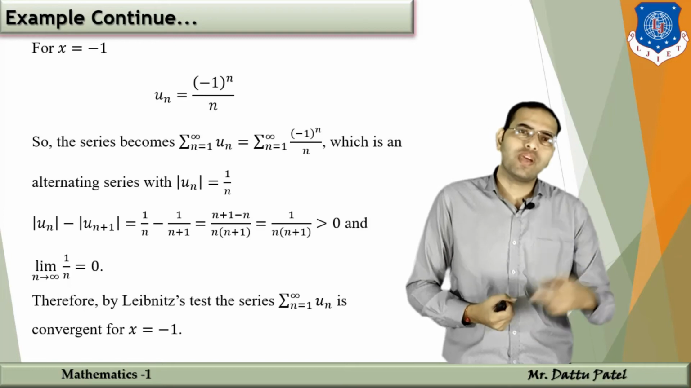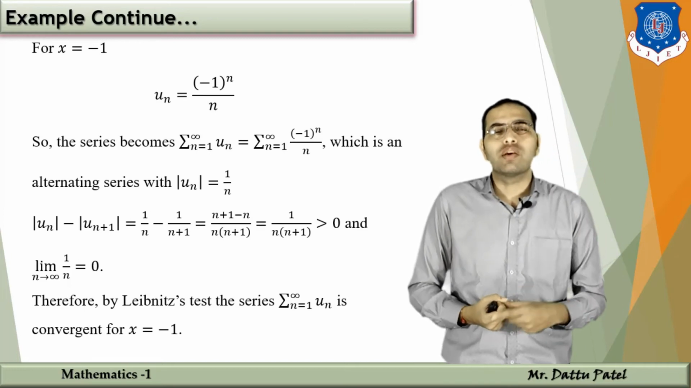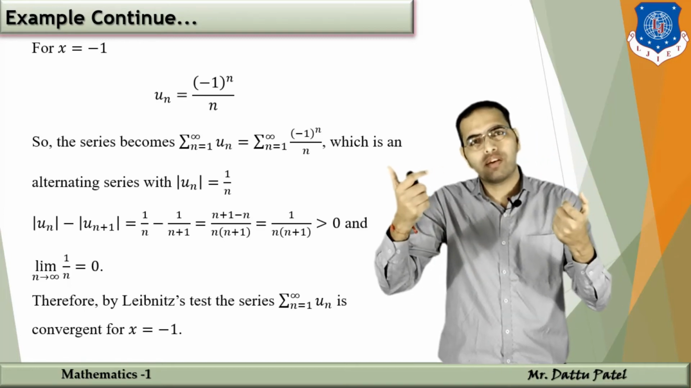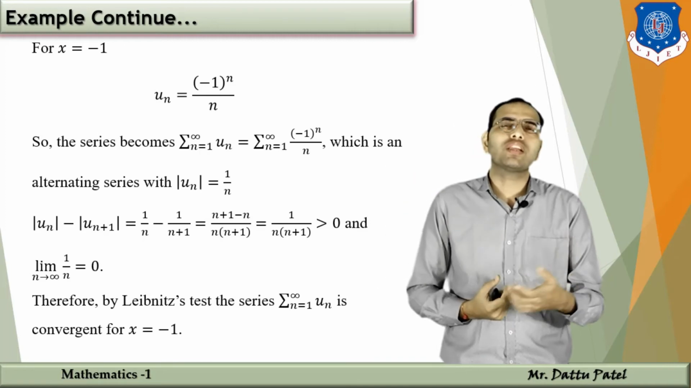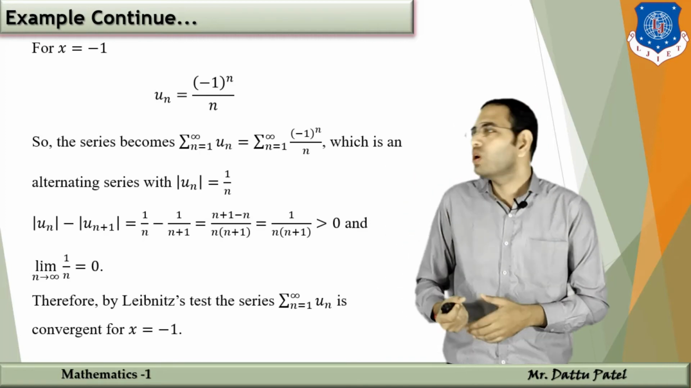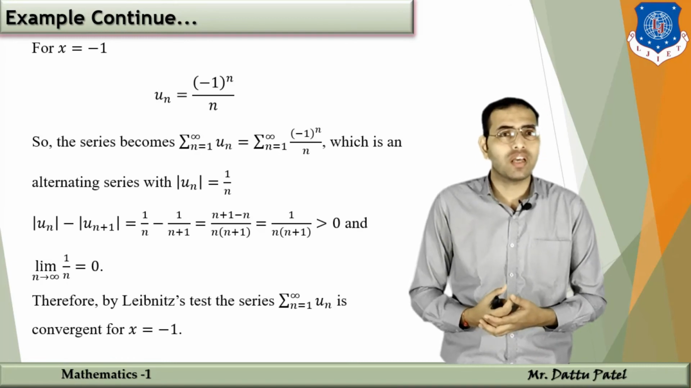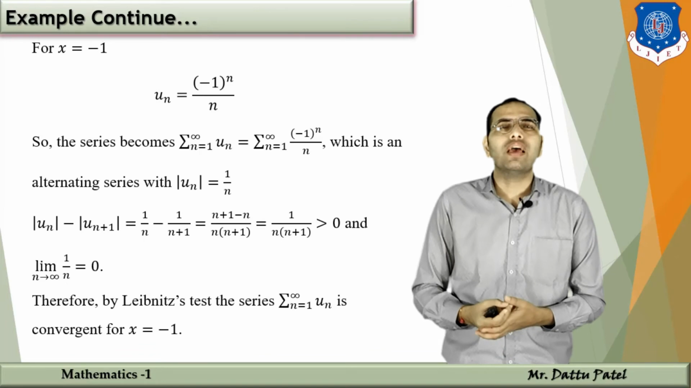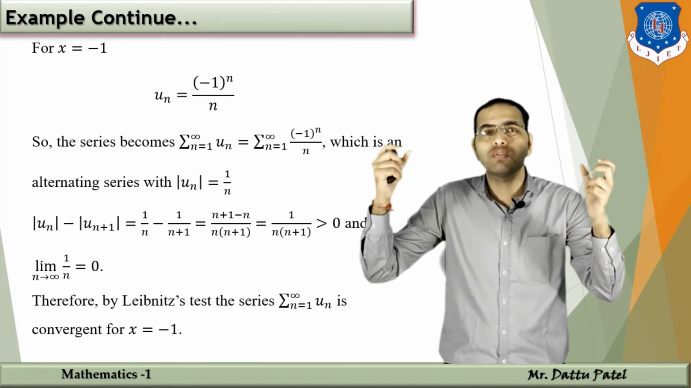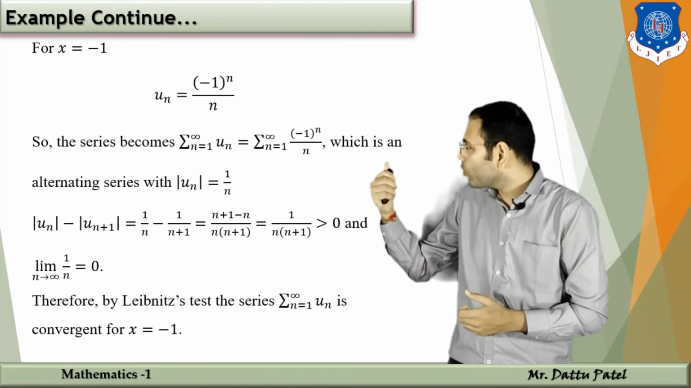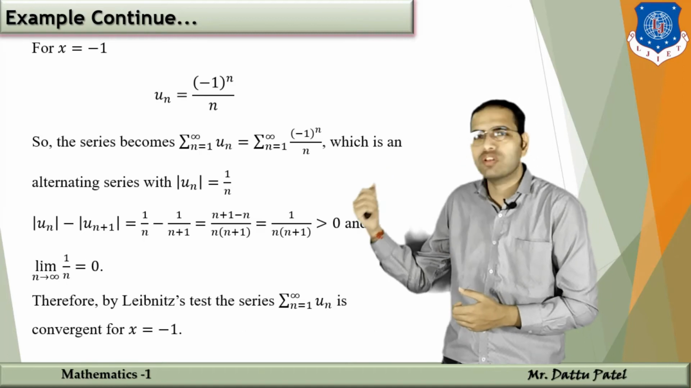Then in the Leibniz test we have two conditions. Firstly, mod of u_n is greater than mod of u_(n+1), and secondly, limit n tends to infinity of mod of u_n equals 0. Let's see the first condition. To check whether the first condition is satisfied or not, take the difference between two consecutive terms, that is mod of u_n minus mod of u_(n+1).